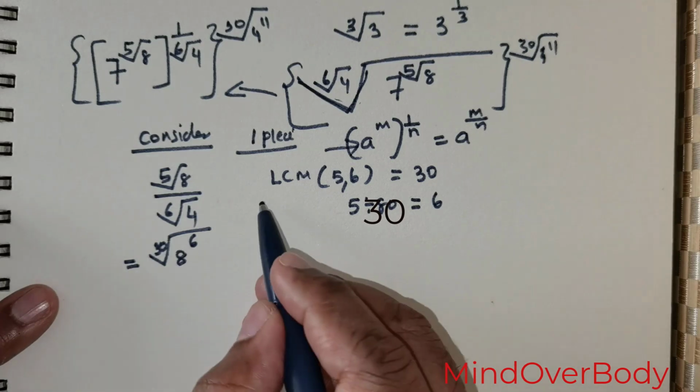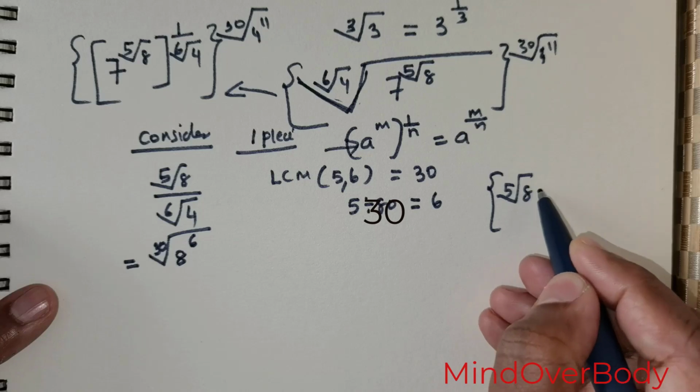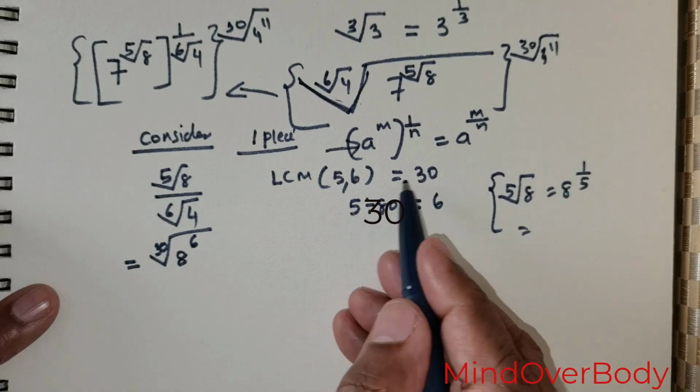So what exactly I'm trying to do, let me show it here. Now 5th root of 8 is actually 8 raised to the power 1 over 5, right? Now we have already got the LCM as 30.